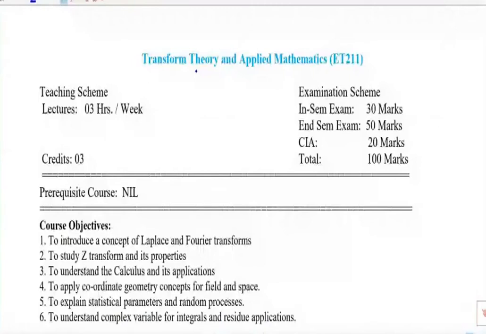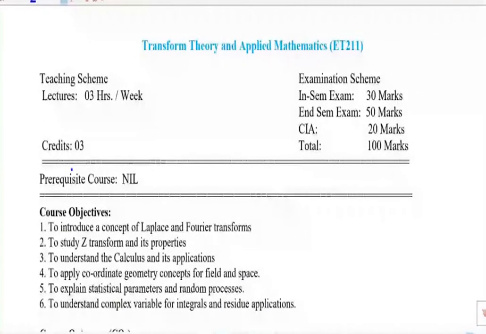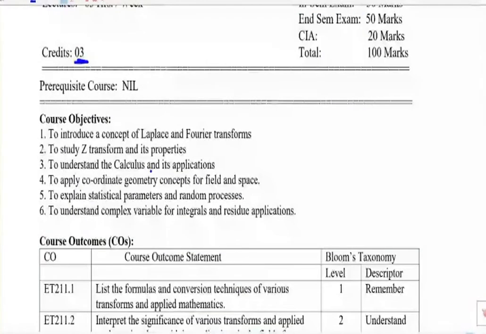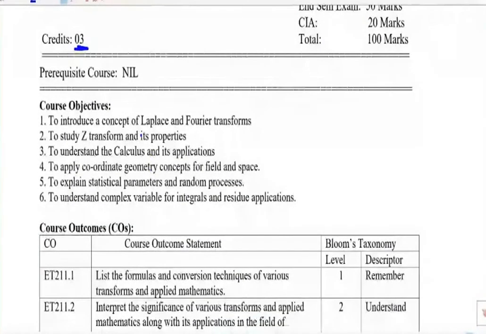The credit for the subject is 3. Then the course objective of learning this subject is that you have to understand the concept of Laplace and Fourier transform. That means you should be able to calculate the Laplace transform and Fourier transform.